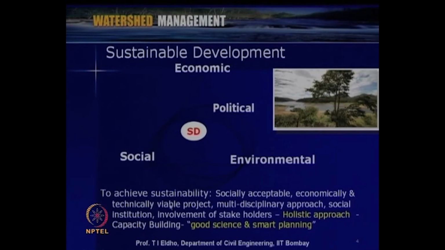And then of course, as far as watershed management is concerned, capacity building and all those issues will be coming as far as sustainable watershed development plans or sustainable watershed management is concerned. So, to achieve all those things, we should have plans in such a way that good science and smart planning are there as far as the watershed management plans are concerned. So, these are some of the important issues which we have to consider as far as sustainable development is concerned.